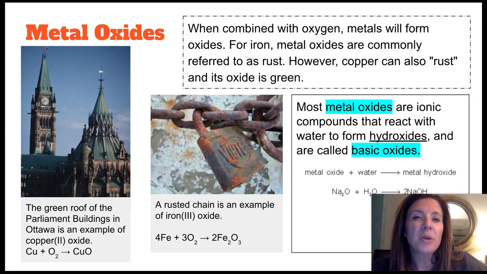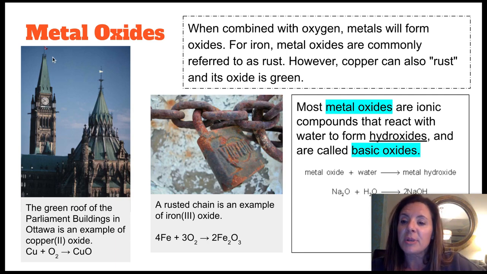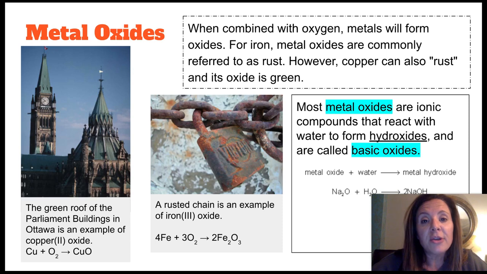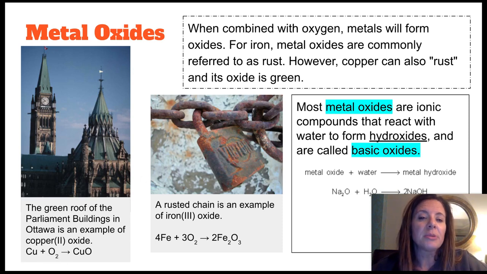So as we stated, when metals react with oxygen, they create a metal oxide. An example here would be copper reacting with oxygen to form copper 2 oxide. On our government parliamentary buildings, you will see this sort of green patina, and that's because it is a copper roof, and over time it will form copper 2 oxide. When iron reacts with oxygen to form iron 3 oxide, this is commonly referred to as rust, and that's when we get that orangey kind of flaky material.